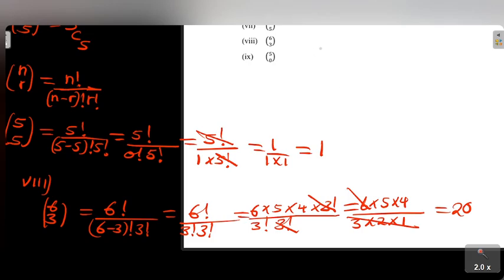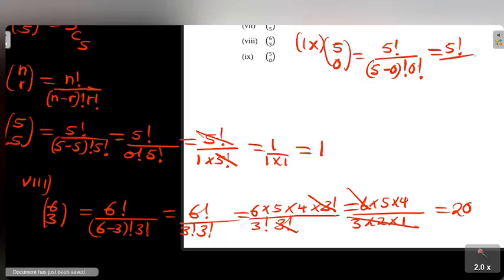Then for the last part, which is part number 9, the ix, we have 5 combine 0. This will be equal to 5 factorial over 5 minus 0 factorial, which is 5 factorial over 5 factorial, 0 factorial. 5 factorial and 5 factorial cancel. On top you have a 1, that is over 0 factorial, that's a 1, so you have a 1 there as the answer. So that's how we deal with factorials.